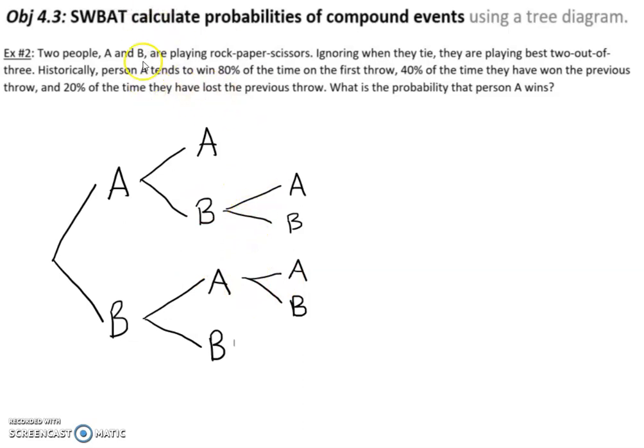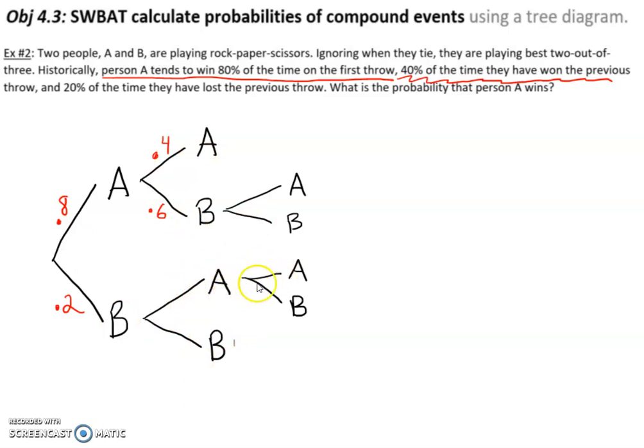Now let's throw in some percentages, and I'm going to read this carefully. It says person A tends to win 80% of the time on the first throw. So let's put that in. Person A wins 80% of the time, 0.8, which means person B wins 20% of the time, 0.2. This is going to be a little weird. 40% of the time that they have won the previous throw. So if A won, then it's a 40% chance that they win again, which means it's a 60% chance that they lost.